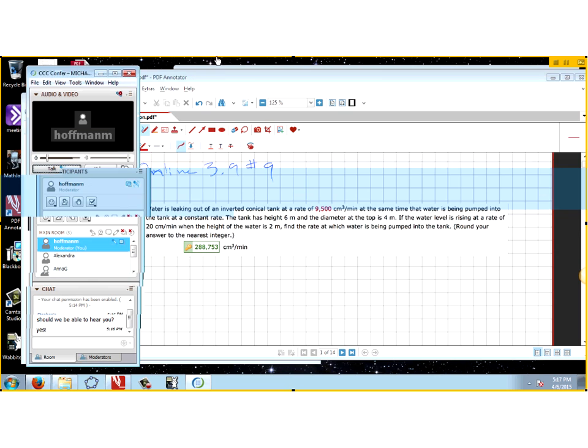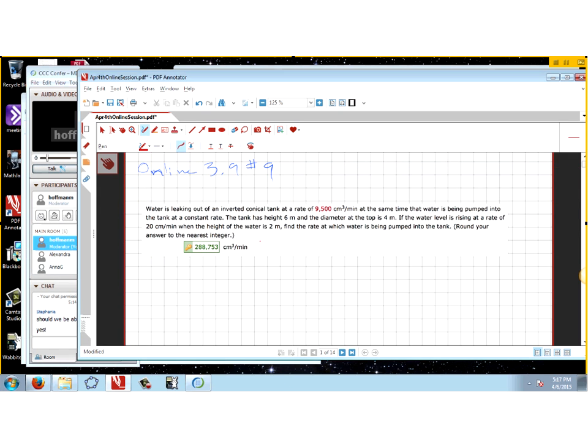All right, so what do we have so far? We have this problem here. What I'm going to do is always, first, you just have to read it and understand what you're reading. So you have water leaking out of an inverted conical tank at a rate of this. When I read an inverted conical tank, I think of a snow cone. If you've ever had a snow cone, that's the tank, and it's dripping out.